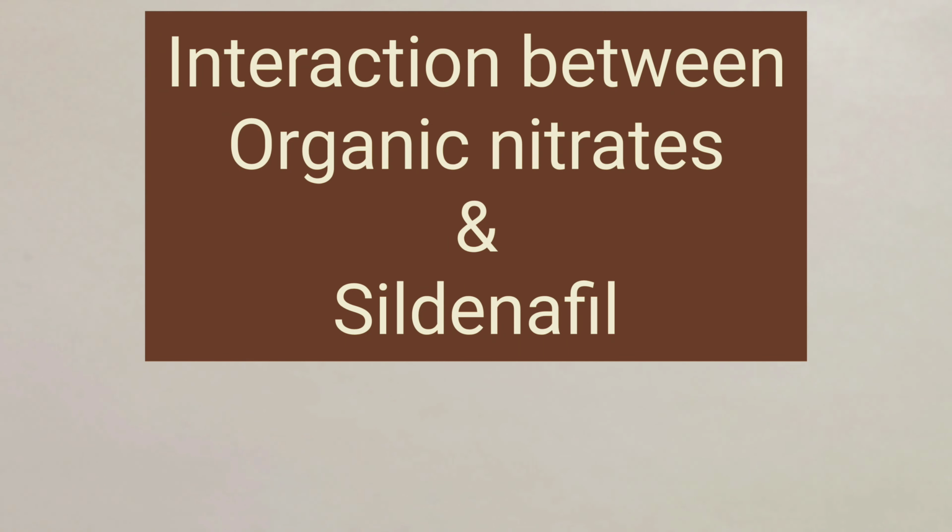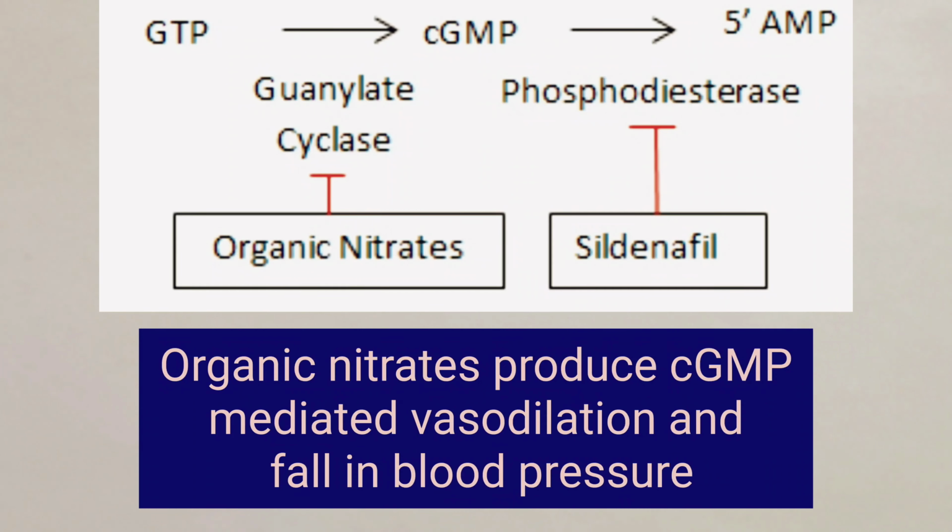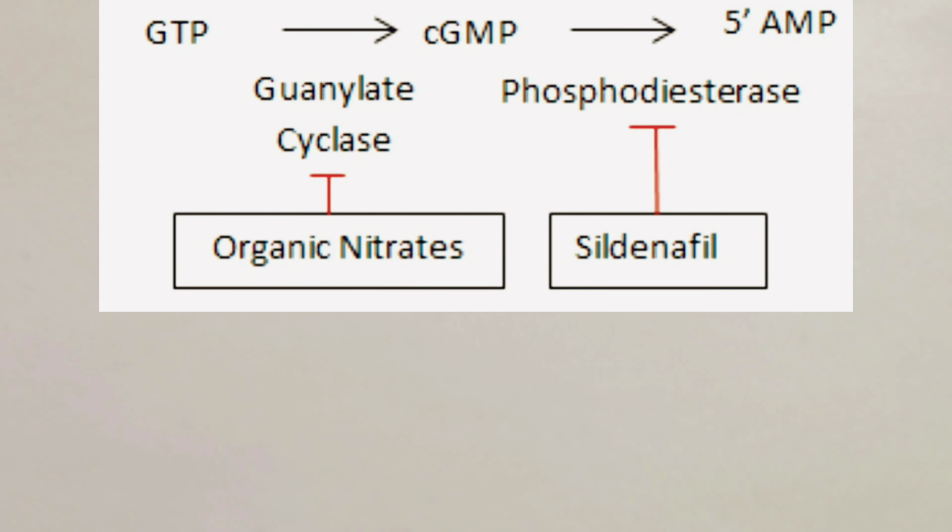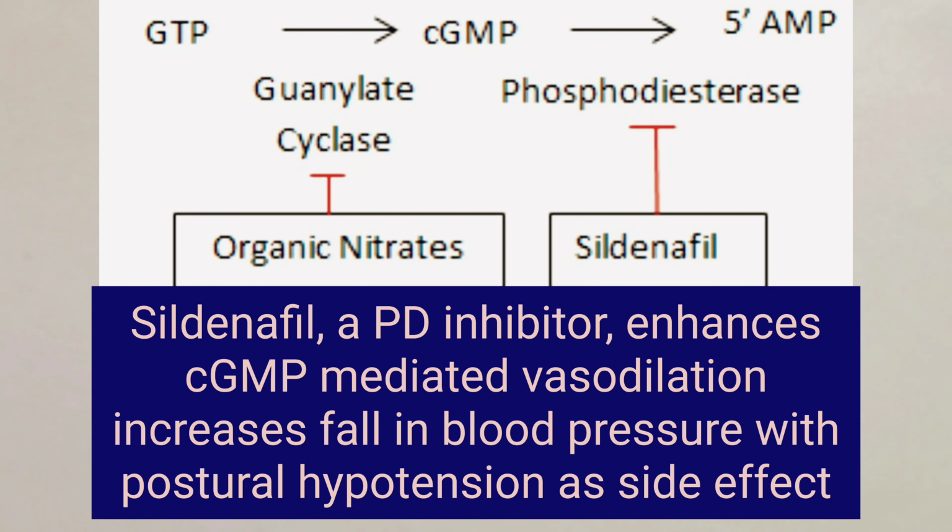The interaction between organic nitrates and sildenafil. Organic nitrates act as an antihypertensive agent by stimulating guanylate cyclase enzyme which converts GTP to cyclic GMP. Cyclic GMP acts as a vasodilator and decreases the blood pressure. Sildenafil, which is an inhibitor of phosphodiesterase enzyme, fails to convert cyclic GMP to 5-AMP. So sildenafil, when administered along with organic nitrates, increases the concentration of cyclic GMP, thus leading to excessive cyclic GMP mediated vasodilatation, leading to hypotension as a side effect.